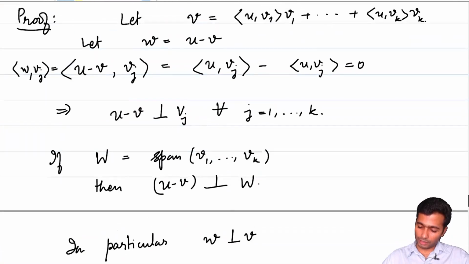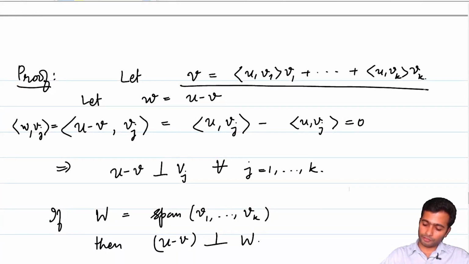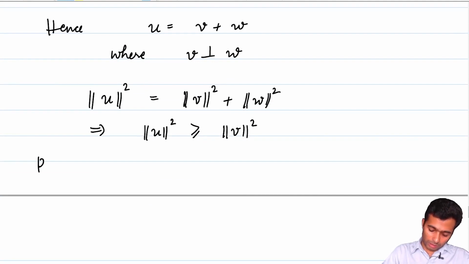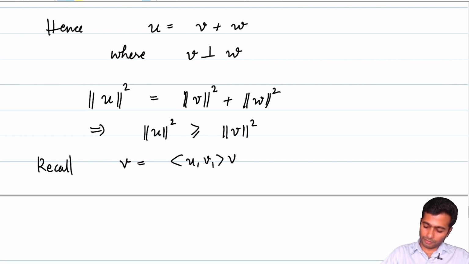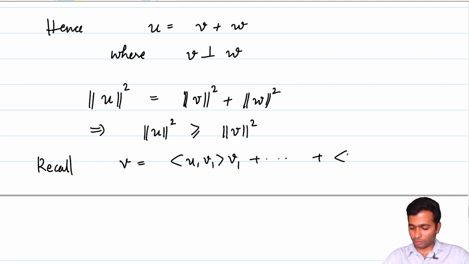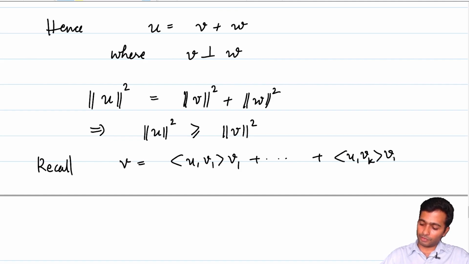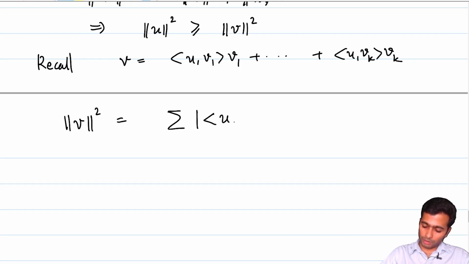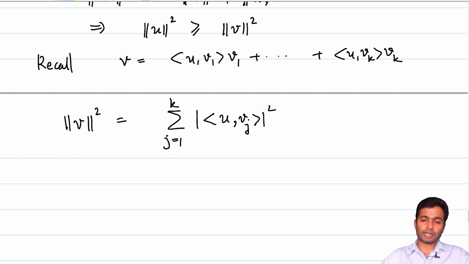What was the length of v squared? So v was this. Recall that v was just the inner product of u with v1 times v1 plus up to the inner product of u with vk times vk, and therefore the length of v squared is just equal to the summation of the absolute value of the inner product of u with vj, squared, where j is from 1 to k, and that establishes Bessel's inequality.